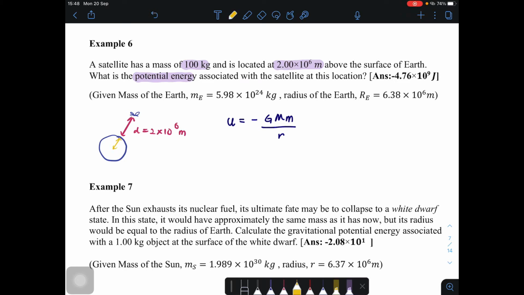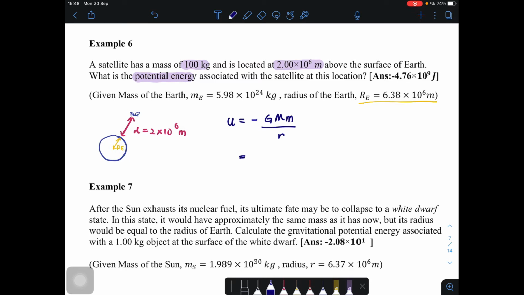So we know that the Earth has the radius, which is given here. This is the radius of the Earth. So R here is the radius of the Earth plus the distance of the satellite. Because the satellite's distance is 2 exponent 6 meter from the surface of the Earth, that's why we have to add the radius.